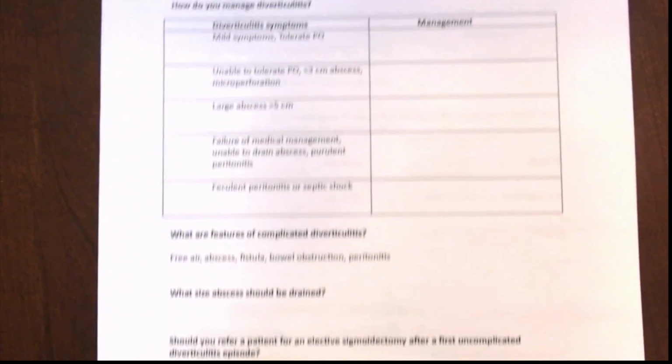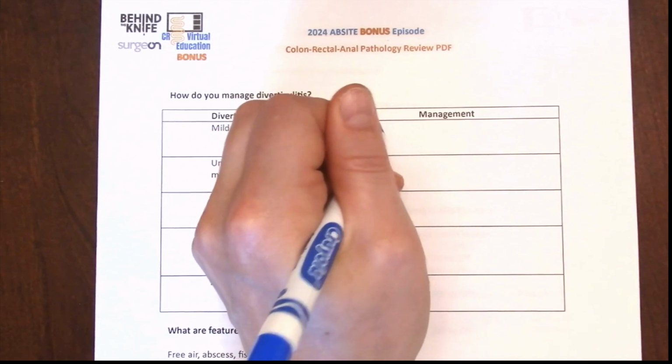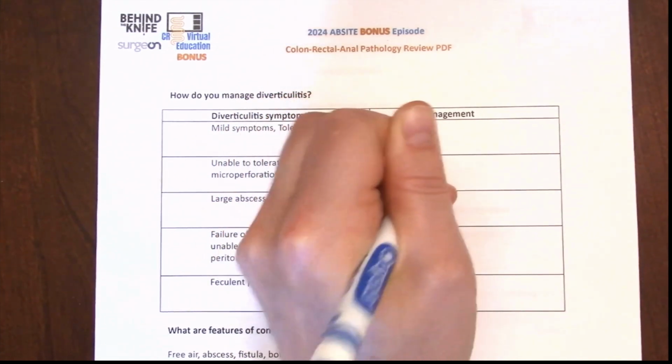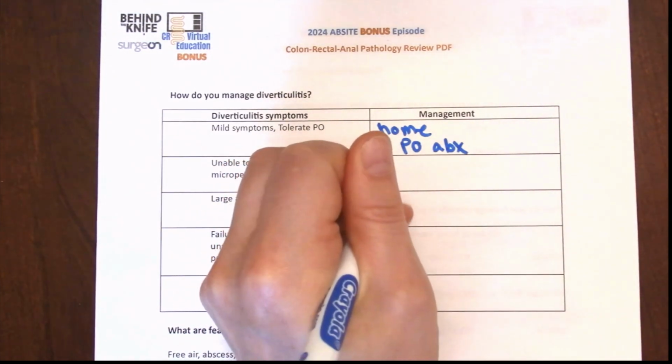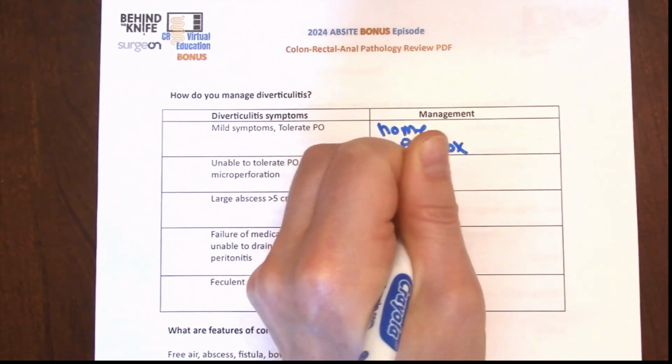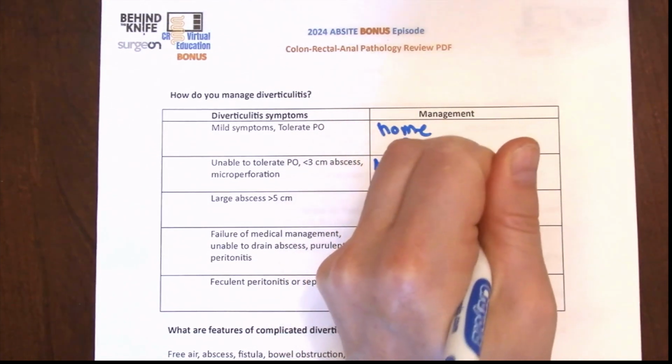How would you manage diverticulitis? It depends on the patient's symptoms and imaging findings. So if a patient has an uncomplicated diverticulitis with mild symptoms and can tolerate oral intake, it's okay to send them home with outpatient antibiotics. If the patient is unable to tolerate oral intake, or they have a small abscess less than 3 centimeters or a microperforation, then that patient would be admitted NPO, IV fluids, and then started on IV antibiotics, usually Zosyn or ceftriaxone Flagyl.